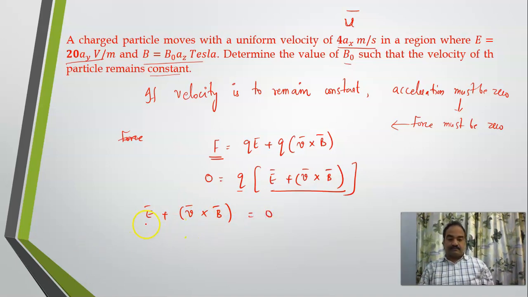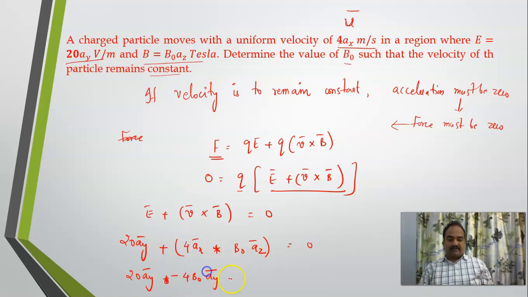Now let's see. E he has already mentioned: 20 AY, plus V he has mentioned as 4 AX, cross B he has mentioned as B naught AZ. This must be 0, right? So what does this equate to? This is 4 B naught, the constant value, AX cross AZ is minus AY, right? So I'll take it as minus AY.